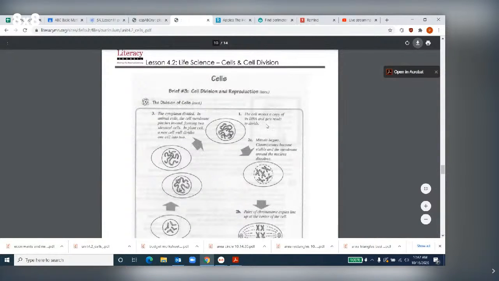Okay, so this would be a cell right up here. It says the cell makes a copy of the DNA and gets ready to divide. It says mitosis begins, chromosomes become visible, and the membrane around the nucleus dissolves. So the dotted line would be kind of the nucleus. Then pairs of chromosome copies line up at the center of the cell. So these X's basically pair up. Okay.